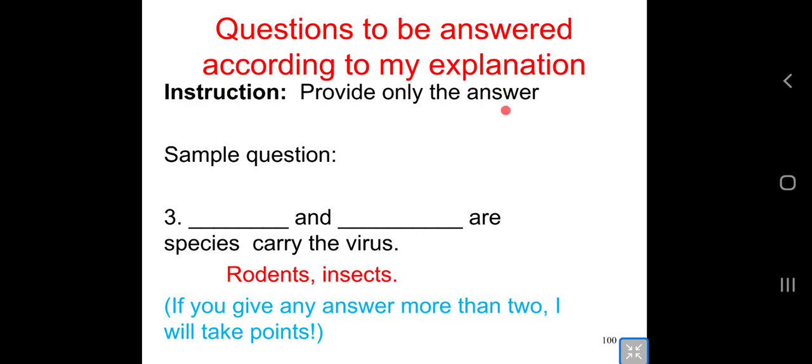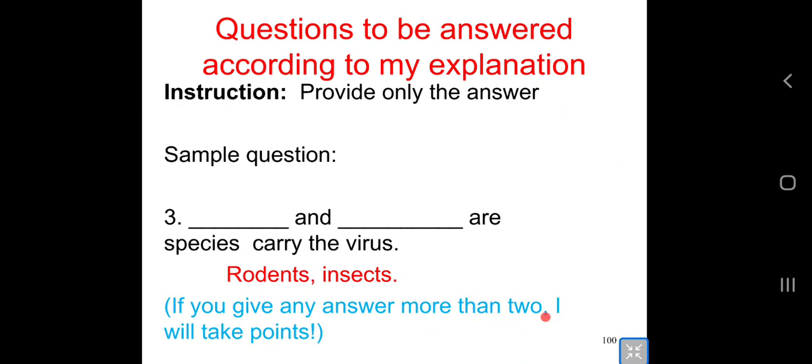And then on the third one, looking here, really, these are questions to be answered according to my explanation. I said I explain it to you. If you were present at my lecture, you need to answer it accordingly. Here what I said is, now look, I said dash and dash species carry viruses. Okay, you say rodents and then insects. Okay, that's good.